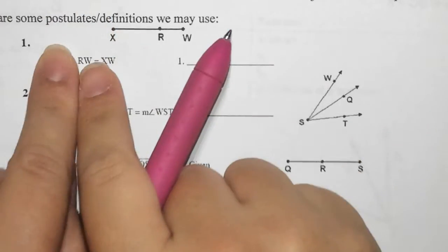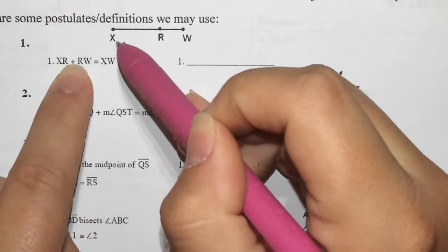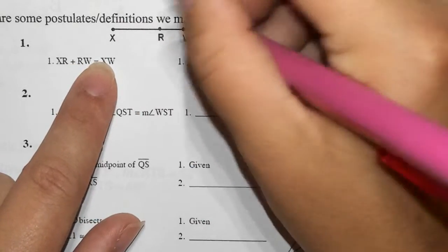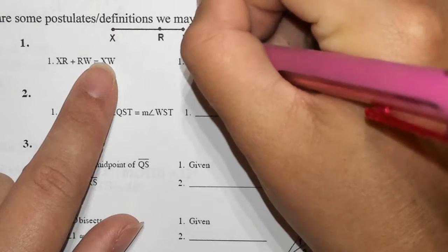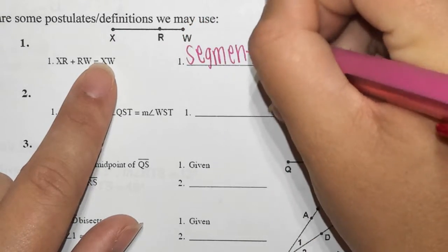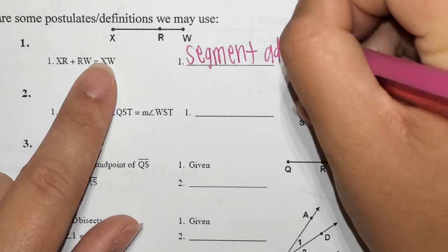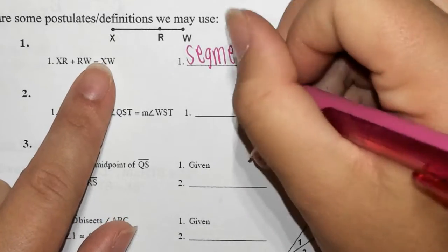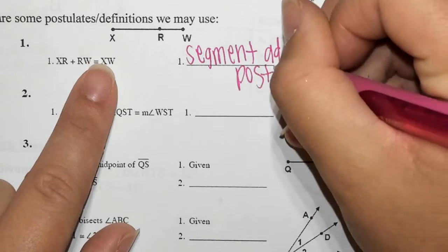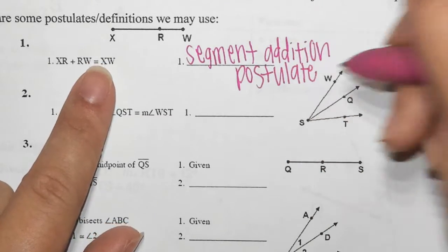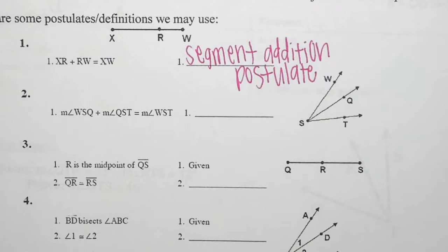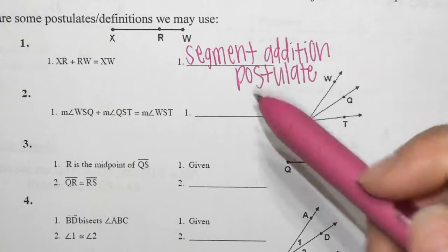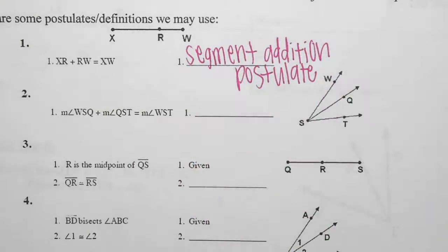So number one, we used in our math workshop. What's it called when we take this plus this and equal it to the whole thing? Segment addition. Now, when you're writing this in proofs, I don't mind if you write seg add post. But right here, write it all the way out so you remember what it says. So you have segment addition postulate.